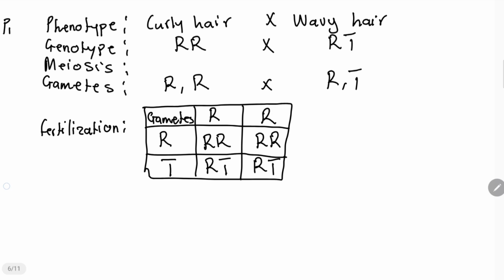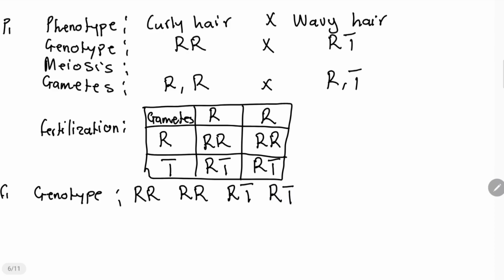Below fertilization now comes F1. In front of F1, we simply write genotype. And we simply copy the genotype of the offspring. As such, it will be RR, RR, RT, RT. Below genotype now comes phenotype.